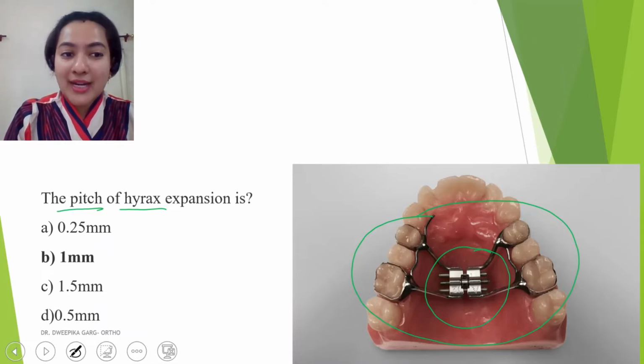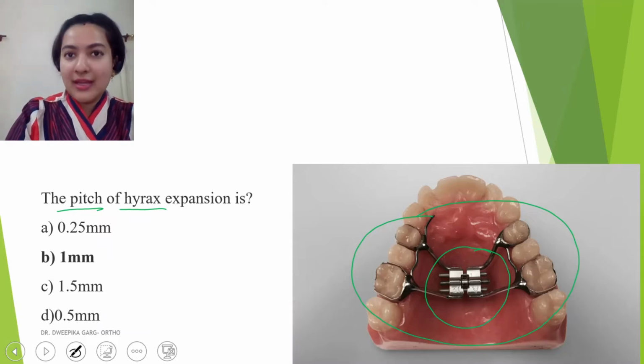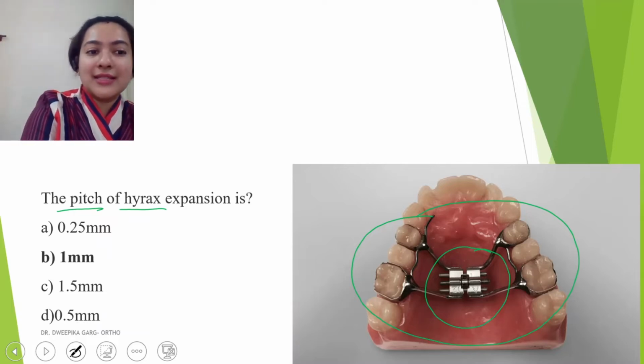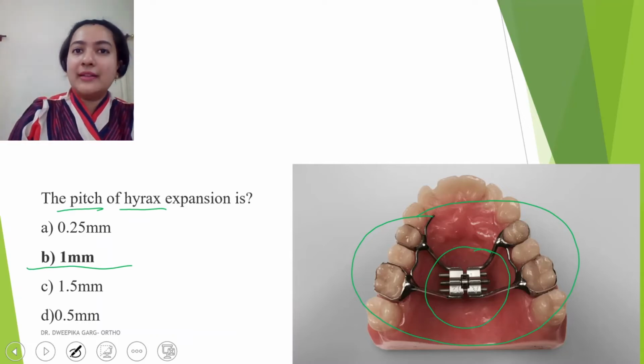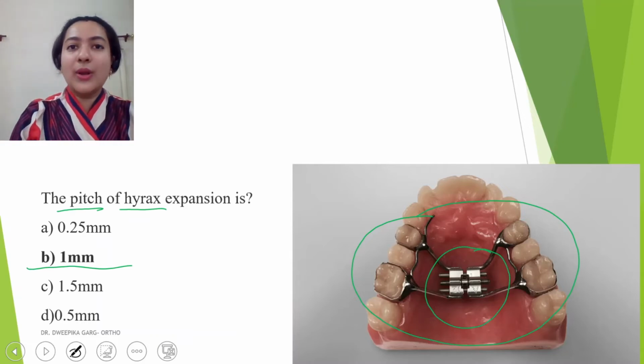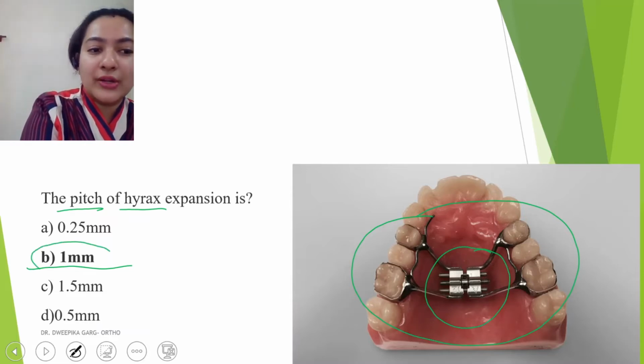Okay, so what happens? The pitch is the amount of distance it can open when you're rotating it by one turn, and the answer is 1 millimeter. So when you insert the key, take one turn, the amount of distance it will open up or expand is the pitch, and that is equal to 1 millimeter.